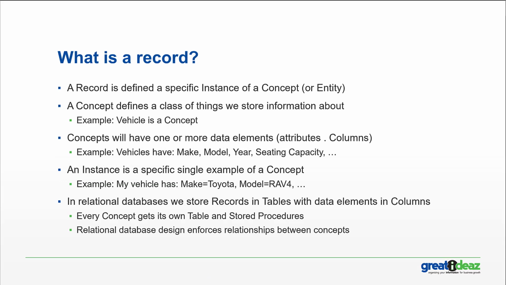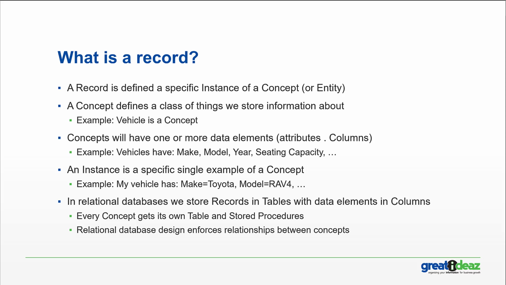So let's start with the easy stuff. What is a record? A record is simply defined as a specific instance of a concept, or you may be happier using the word entity. Essentially, a concept defines a class of things that we want to store information about. So for example, a vehicle would be a concept. A concept is going to have one or more data elements. Sometimes you might call them attributes or columns. And an example here is that vehicles may have a make, a model, a year, seating capacity, engine size, etc.